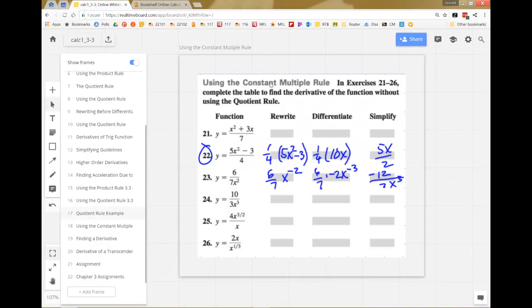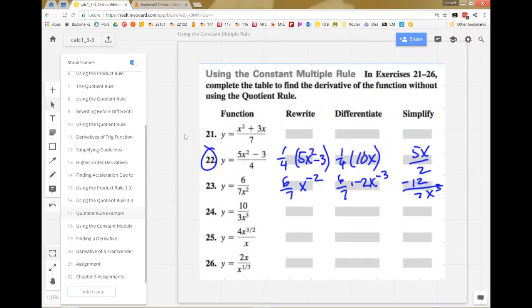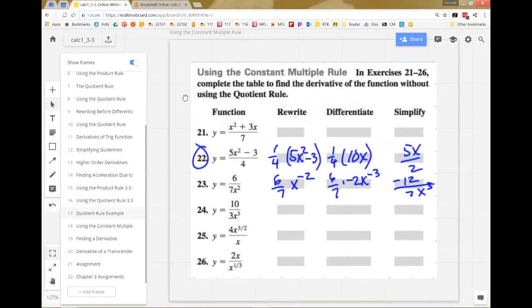All right, now, there's a section on the assignment that looks like this. It says in exercises 21 to 26, complete the table to find the derivative of the function without using the quotient rule. So they're saying do something algebraically to avoid using the quotient rule. Just take a look at 22. Is there a way you could rewrite this? Sure. Couldn't I just write this as 1/4 times 5x squared minus 3?